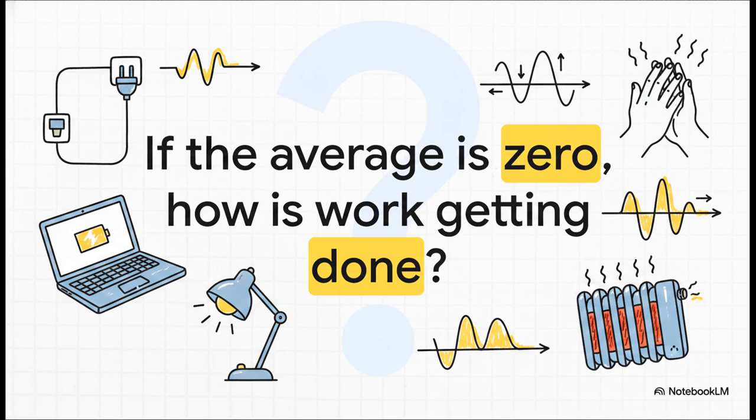If the simple average of the voltage and current is exactly zero, how is your laptop actually charging right now? How is your desk lamp emitting light? Clearly, energy is being transferred, right? Heat is being generated. Work is being done.